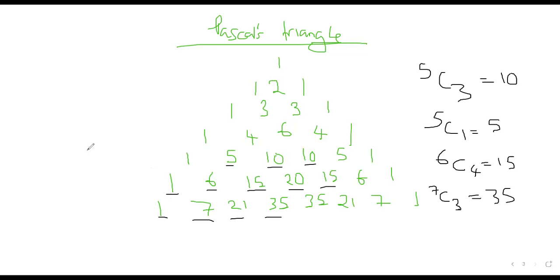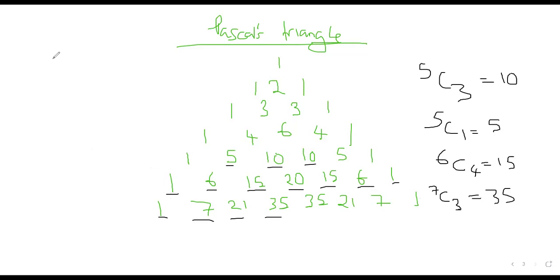So anything combination itself is 1 as well. All right? So 6 combination 6 is 1. 6 combination 0 is 1. 6 combination 1 is 6. 6 combination 5 is 6. Anything combination 1 or the second last number is itself.